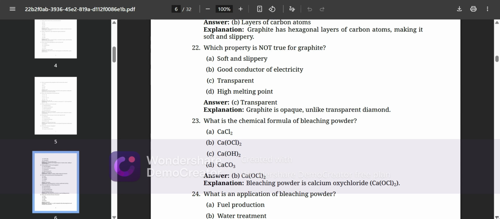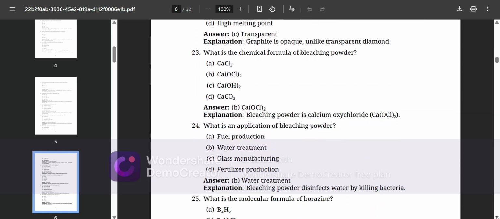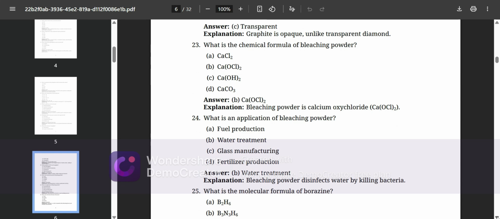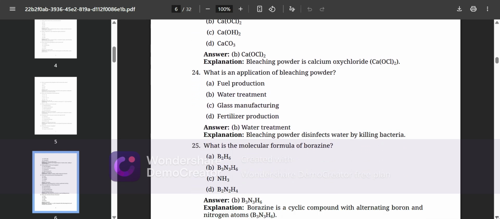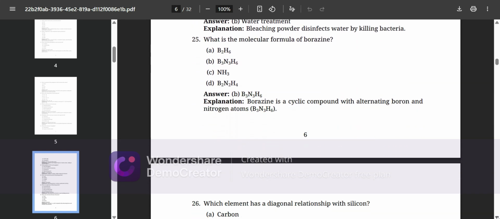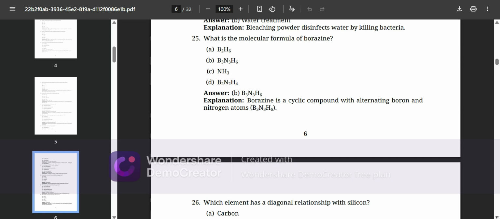What is the chemical formula of bleaching powder? CaOCl2. Bleaching powder is calcium oxychloride, CaOCl2. What is an application of bleaching powder? Water treatment. Bleaching powder disinfects water by killing bacteria. What is the molecular formula of borazine? B3N3H6. Borazine is a cyclic compound with alternating boron and nitrogen atoms.